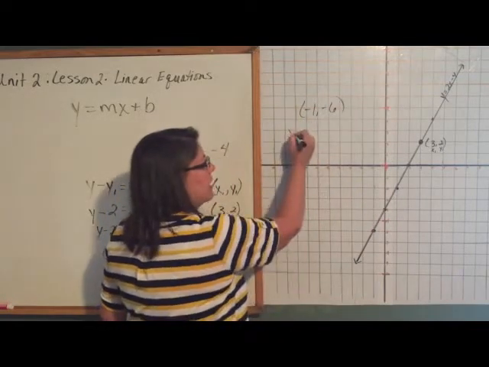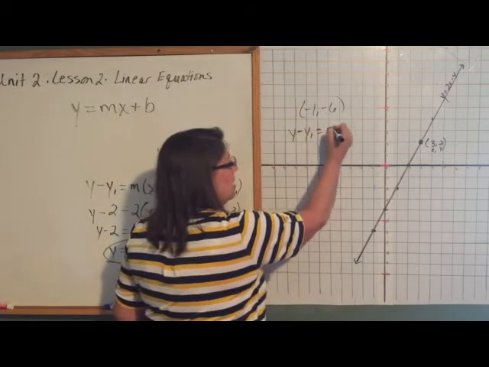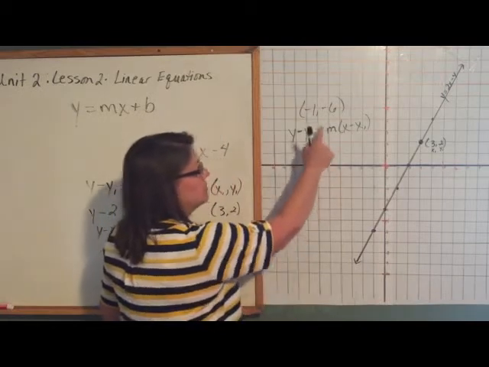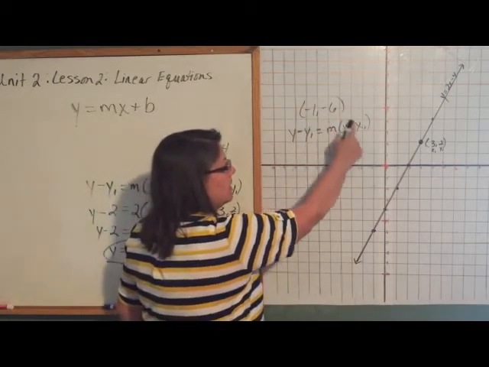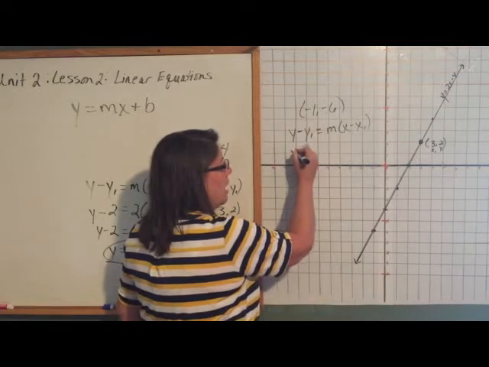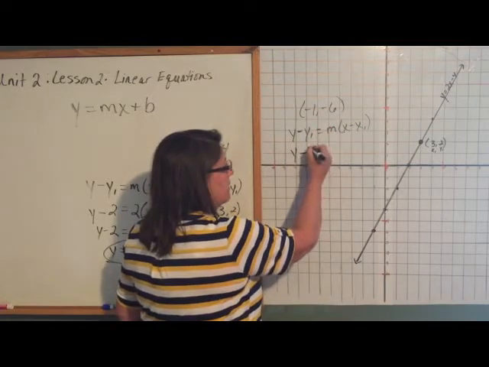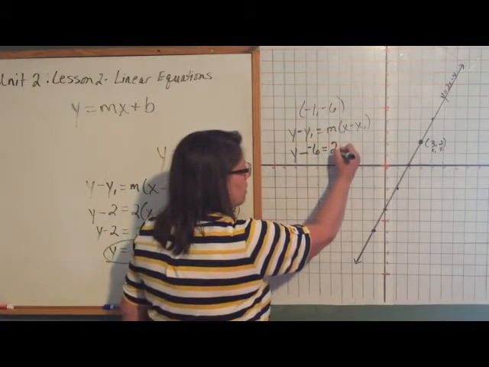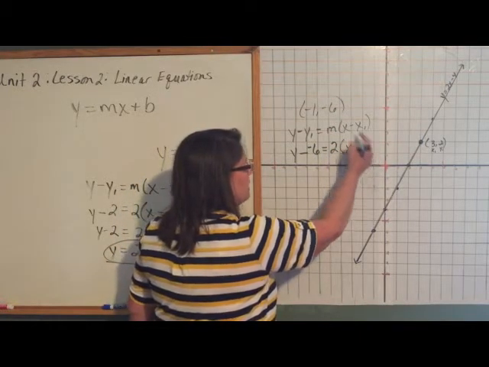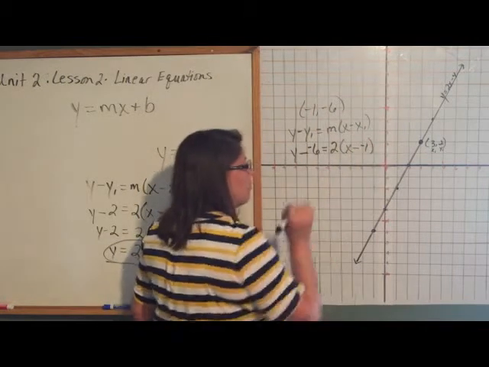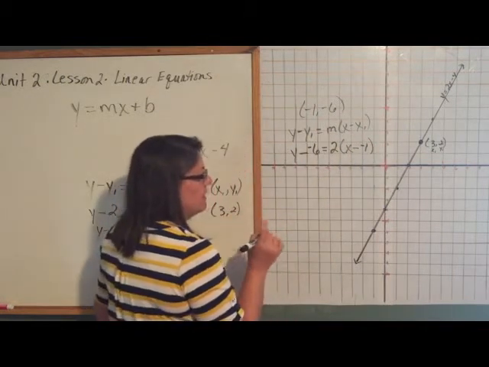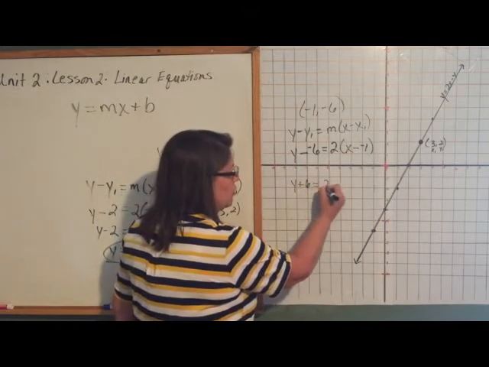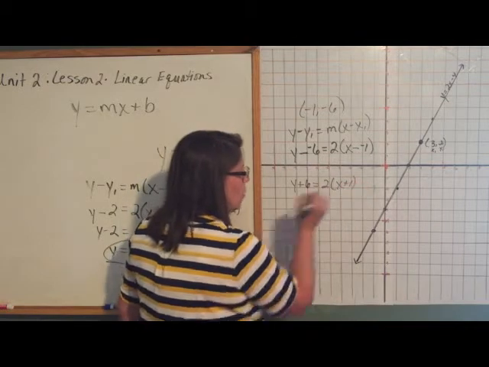I'm going to do the same thing. y minus y1 equals m times x minus x1. This time I'm going to plug -1, -6 in for x1, y1. So I have y minus -6 equals m, well the slope of that line is 2, times x minus, in this case, x1 is -1. So if I simplify that, I have y plus 6 equals 2 times x plus 1.